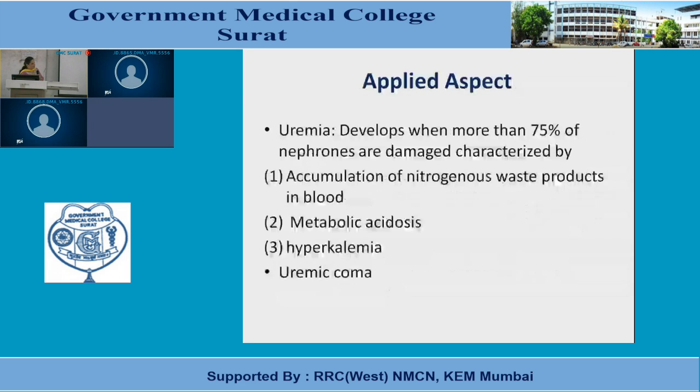Now, applied: we have a condition known as uremia, which develops when more than 75% of the nephrons are damaged, as in tubulonephritis, nephrotic syndrome, and many acute renal failures. In this condition, there is a lot of urea accumulation because the excretion of urea becomes less. So there will be accumulation of nitrogenous waste products in the blood, metabolic acidosis and hyperkalemia. Ultimately, if the urea level rises beyond 40 milligram, it leads to uremic coma.